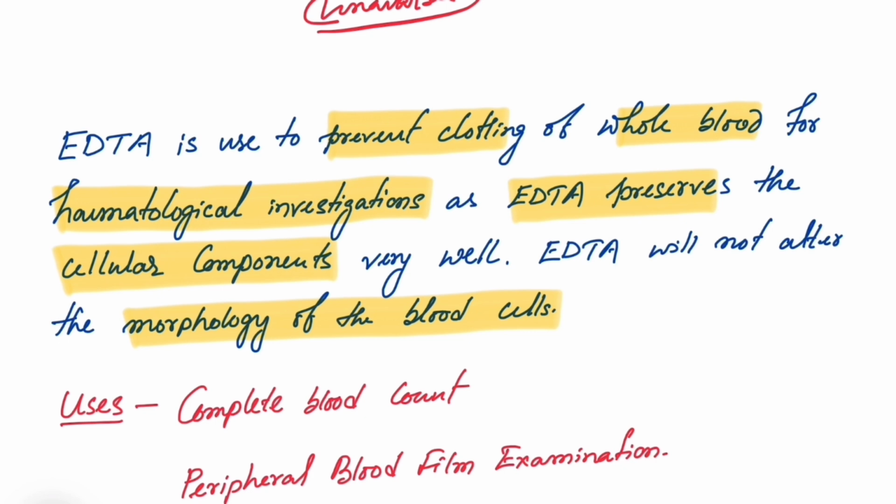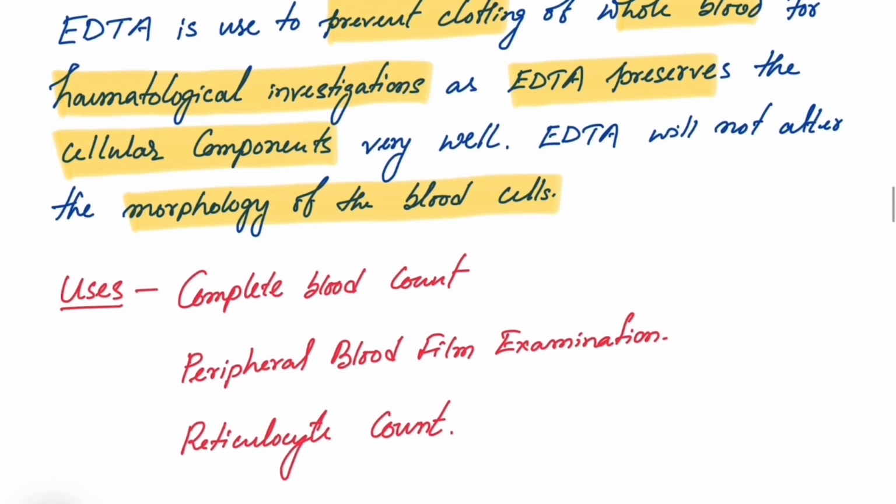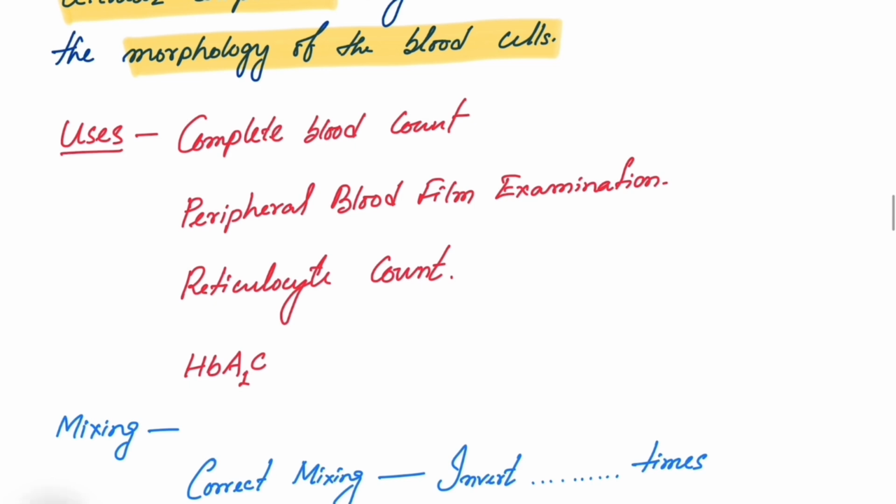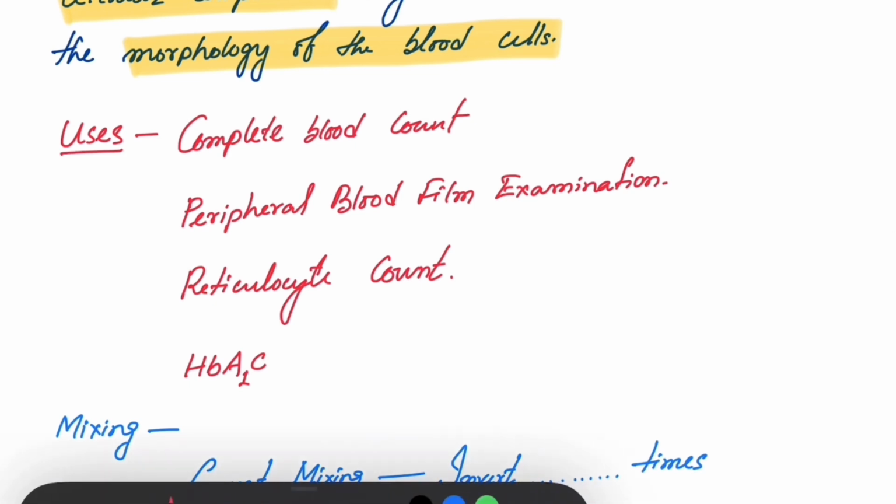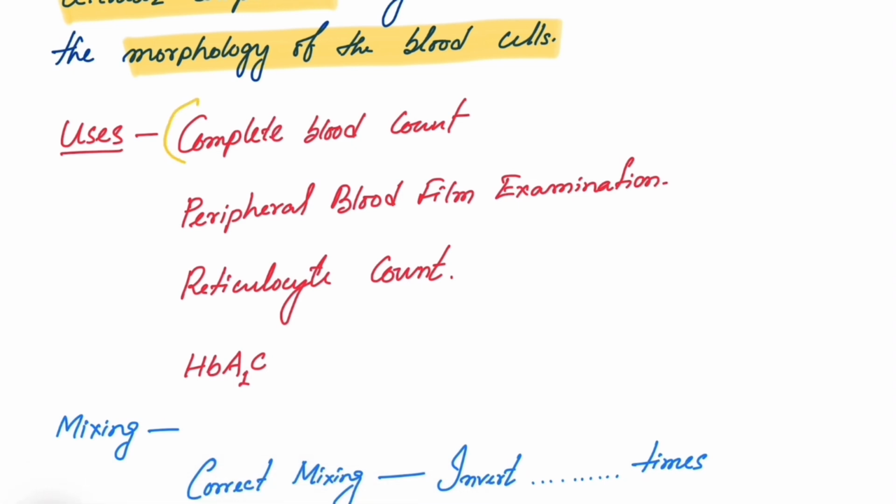Basically, it's for hematological tests. What are the uses? Which tests can you use these tubes for? You can use these tubes in various tests like complete blood count. For a complete blood count, you can use the lavender tube, which contains EDTA. Already I have told you that EDTA preserves the morphology of the cell. So in peripheral blood film examination, you are going to observe the blood cells, so it is a perfect vacutainer for peripheral blood film.